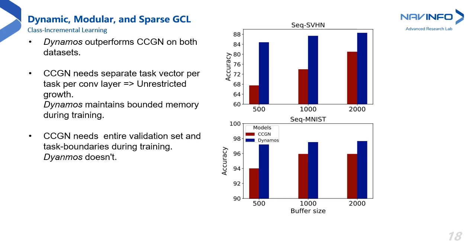We compare against the conditional convolutional gated network, or CCGN, which too composes convolutional filters dynamically for continual learning. We observe that Dynamos outperforms CCGN on both datasets for all buffer sizes. This is despite the fact that CCGN needs a separate task vector for each convolutional layer for every task, which can lead to unrestricted growth of network size. Dynamos, however, maintains a bounded memory during training. Additionally, CCGN needs the validation set and task boundaries during training, whereas Dynamos doesn't.